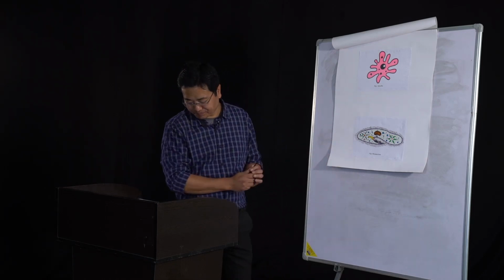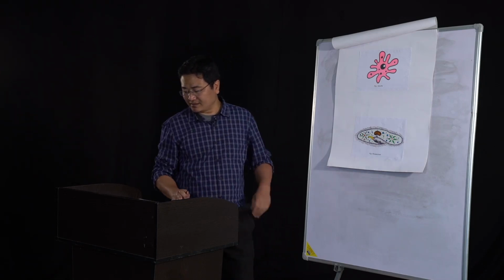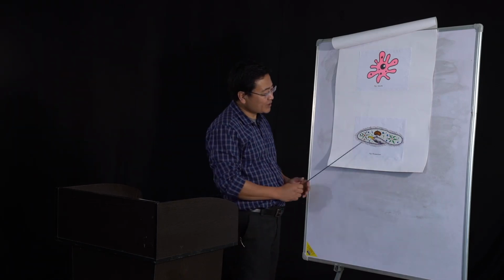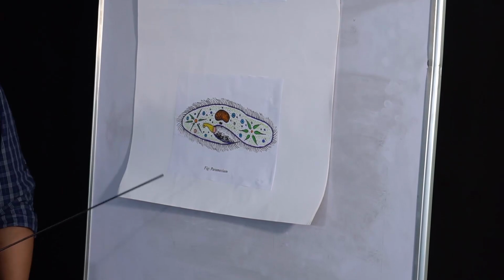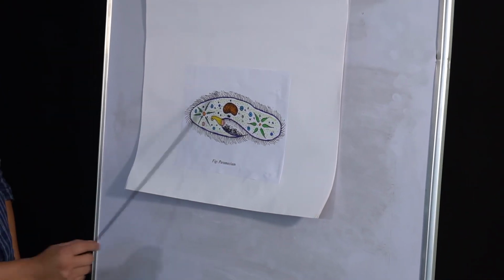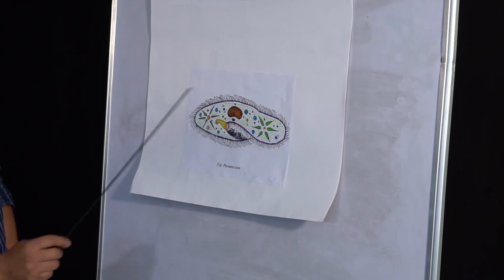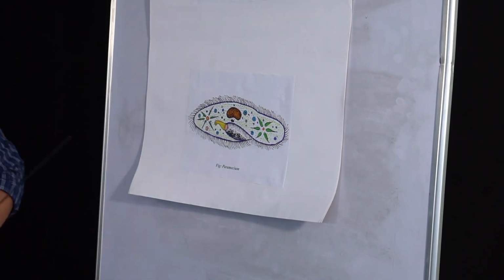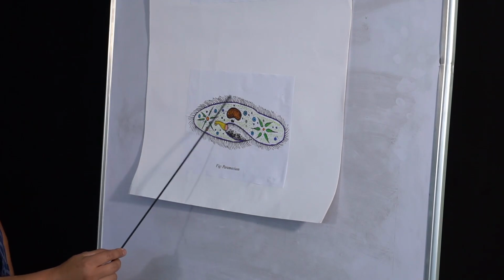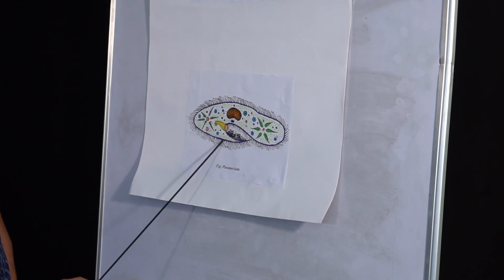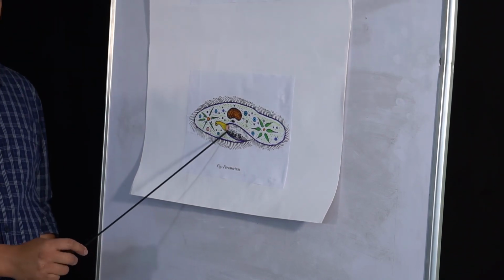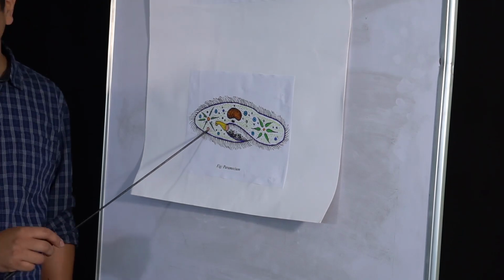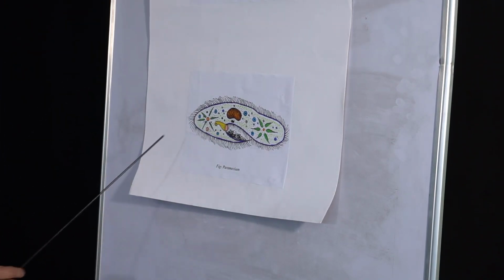Now coming to the paramecium. What about this paramecium? When we look at the paramecium, we have an oval-shaped organism. There are small hair-like structures called cilia. There is the oral groove. There is an opening called the anal opening.